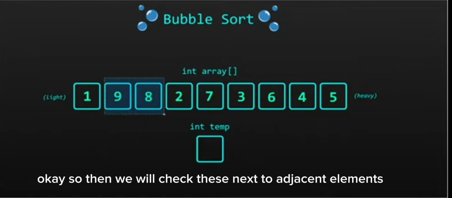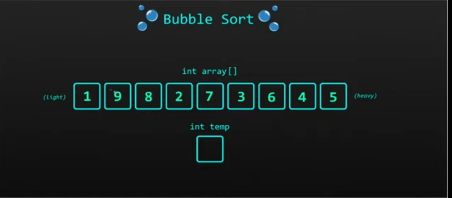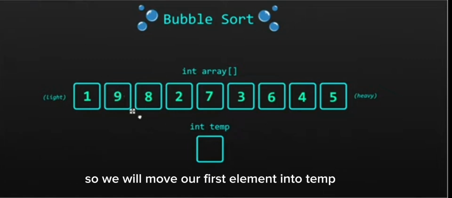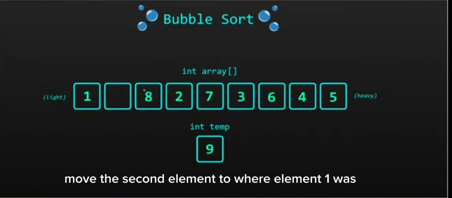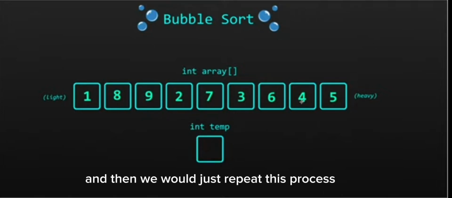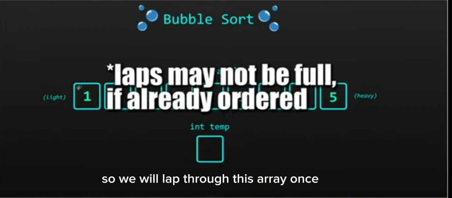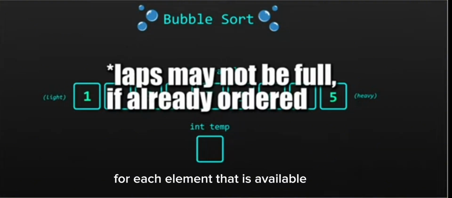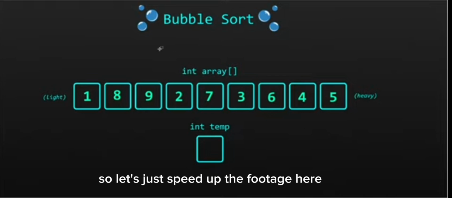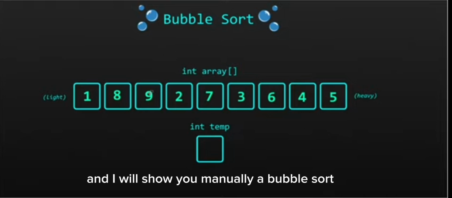Okay, so then we will check these next 2 adjacent elements. This first element is greater than the second element, so we will move our first element into temp, move the second element to where element 1 was, and then move temp to where element 2 is, and then we would just repeat this process. So we will lap through this array once for each element that is available. So let's just speed up the footage here, and I will show you manually a bubble sort.